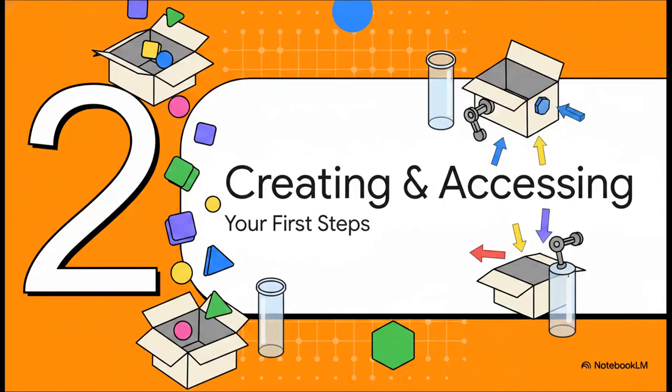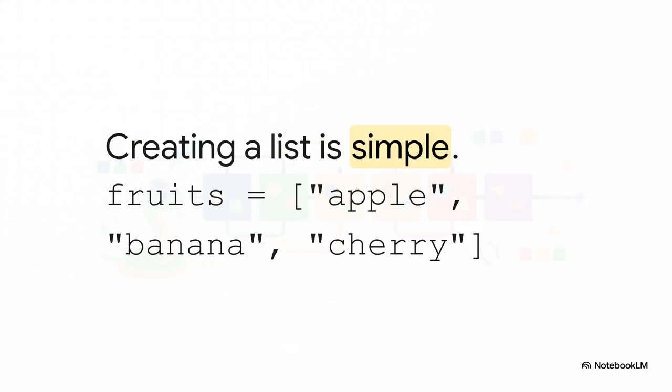All right, enough with the theory, right? Let's get our hands dirty. How do we actually build one of these things and get our stuff back out? You're gonna love how easy this is. To make a list, you just give it a name, we'll use fruits, use an equals sign, and then just pop your items inside square brackets. Make sure you separate them with commas. And that's it. Boom, you just made a Python list.